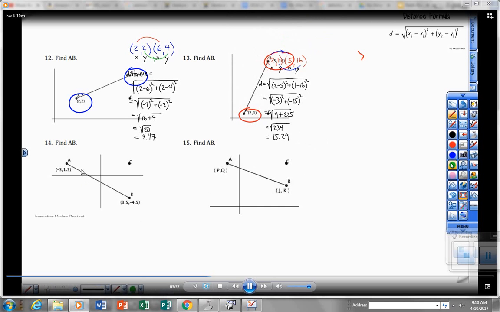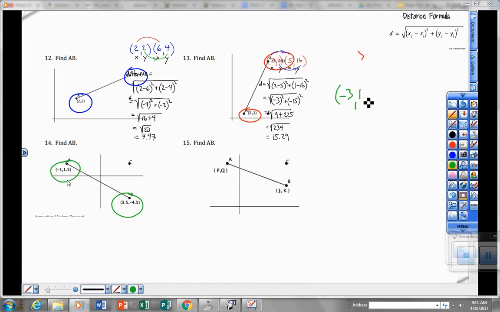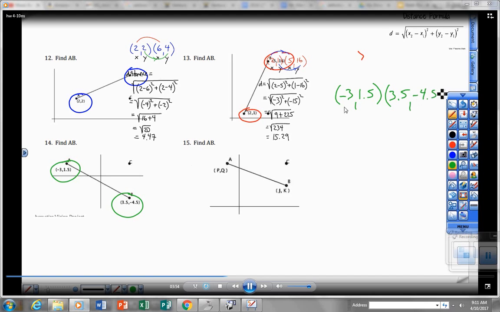So here we go. So I'm going to write these coordinates right next to each other. Negative 3, 1.5. The other one is 3.5, negative 4.5. I'm going to label x and y. I'm going to pair up my x's and pair up my y's. So my x numbers are going to subtract together, and my y numbers are going to subtract together.